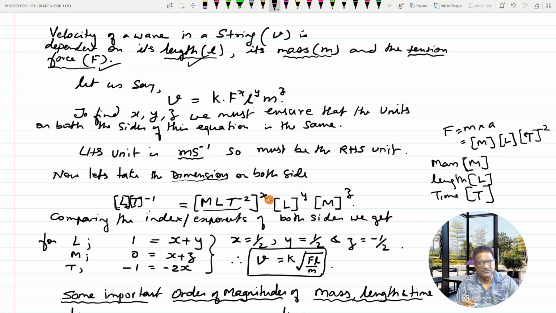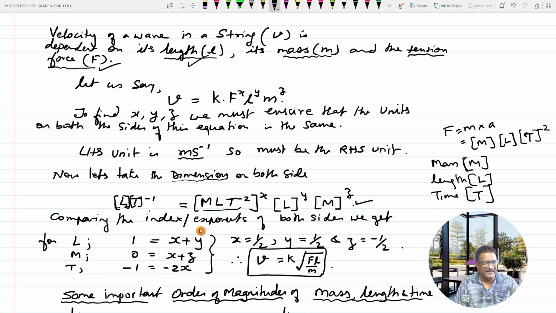MLT minus 2, and the whole raised to x, because F is MLT minus 2 and F raised to x means the whole thing raised to x. Then L is the length, so I'll write capital L raised to y. And this M is not meter, it is mass of the string, isn't it? So I'll write here capital M raised to z. I hope you understood this.